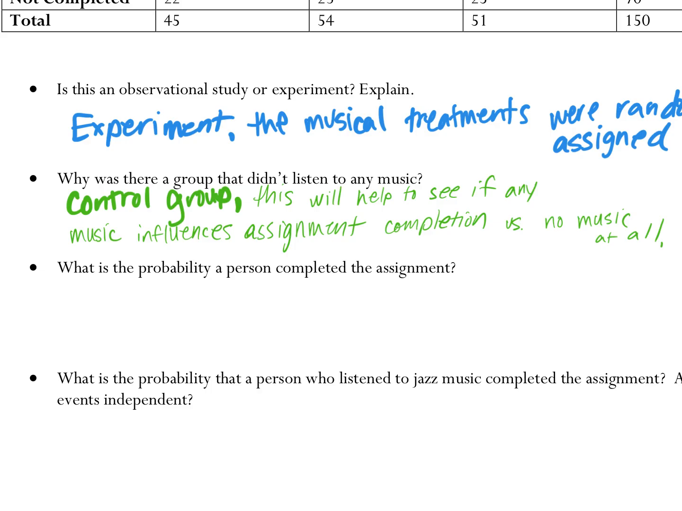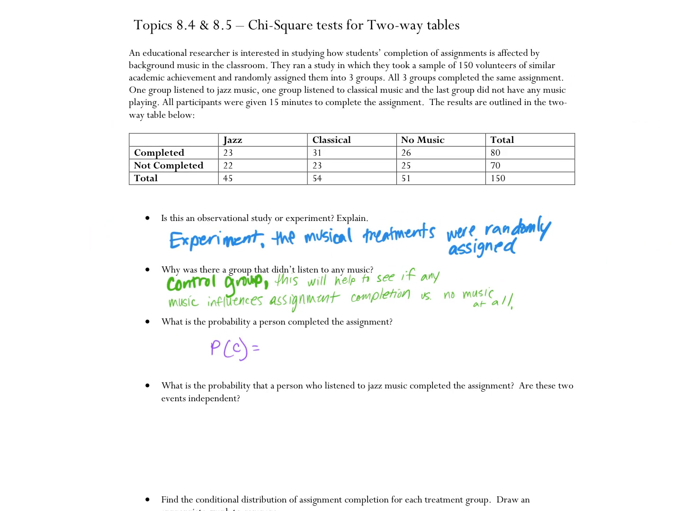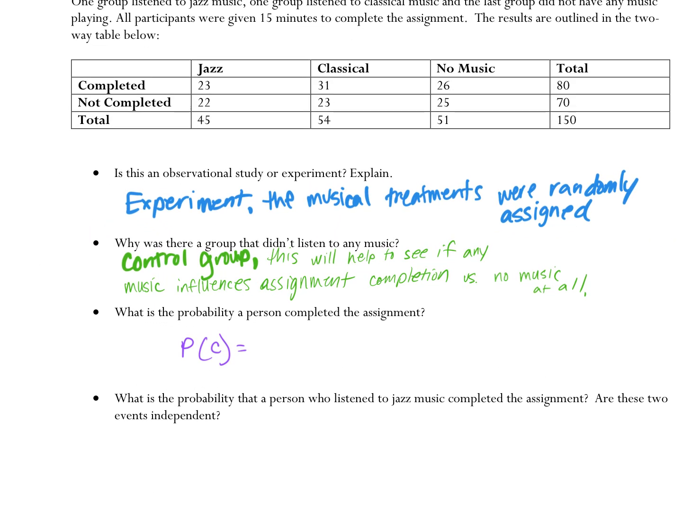And lastly, real quick, y'all, if I asked you what is the probability that a randomly selected person from this group completed the assignment, what would you say? 80 out of 150. Thank you. So we would expect, in general, a little over half of each group to complete the assignment.